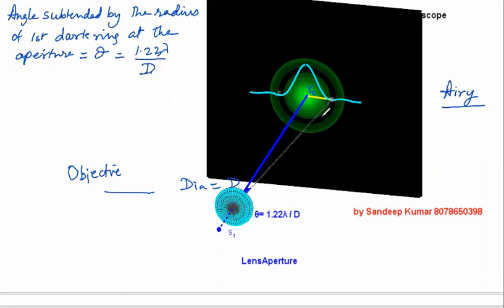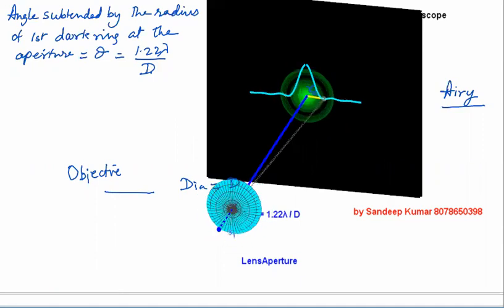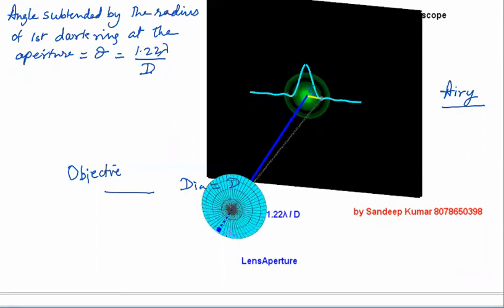Smaller the diameter, larger will be the diffraction pattern. It means if there are two stars, their diffraction patterns will be overlapping. Smaller the diameter, larger the diffraction pattern; larger the diameter, smaller the diffraction pattern. See here, this is how it happens. If you take bigger and bigger lens, the diffraction pattern shrinks and the angle theta becomes smaller.